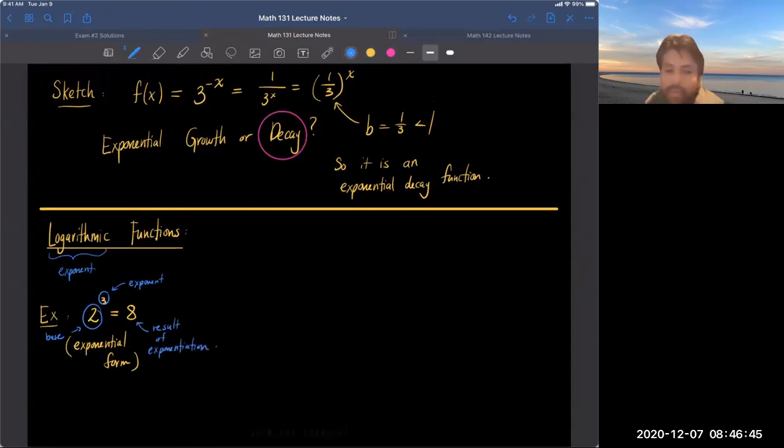Now, logarithms are the same exact thing. They're just expressed differently. Does anybody know how I can express this in logarithmic form?